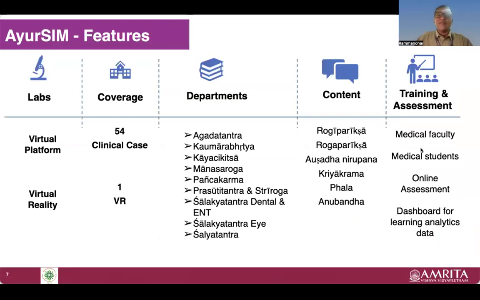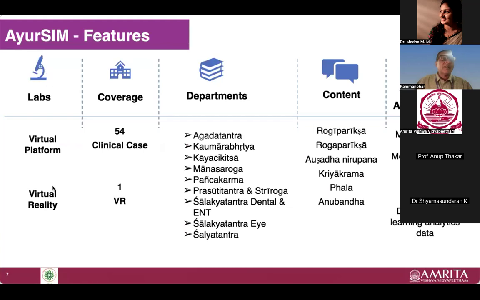Now here are the features in a nutshell. There are 2 labs, virtual platform and virtual reality. Today we will just show a video which will give you some idea about how the virtual reality platform will be. In order to demonstrate the virtual reality platform, we need offline training because you will have to use a VR technology device. You have to wear it before the virtual reality scenario is created in front of you. This cannot be demonstrated in an online mode.